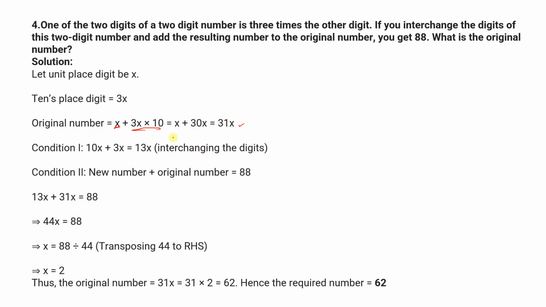Thus, the original number is 31x. 31 into 2 is 62. Hence, the required number is 62. Therefore, the original number is 62 only.